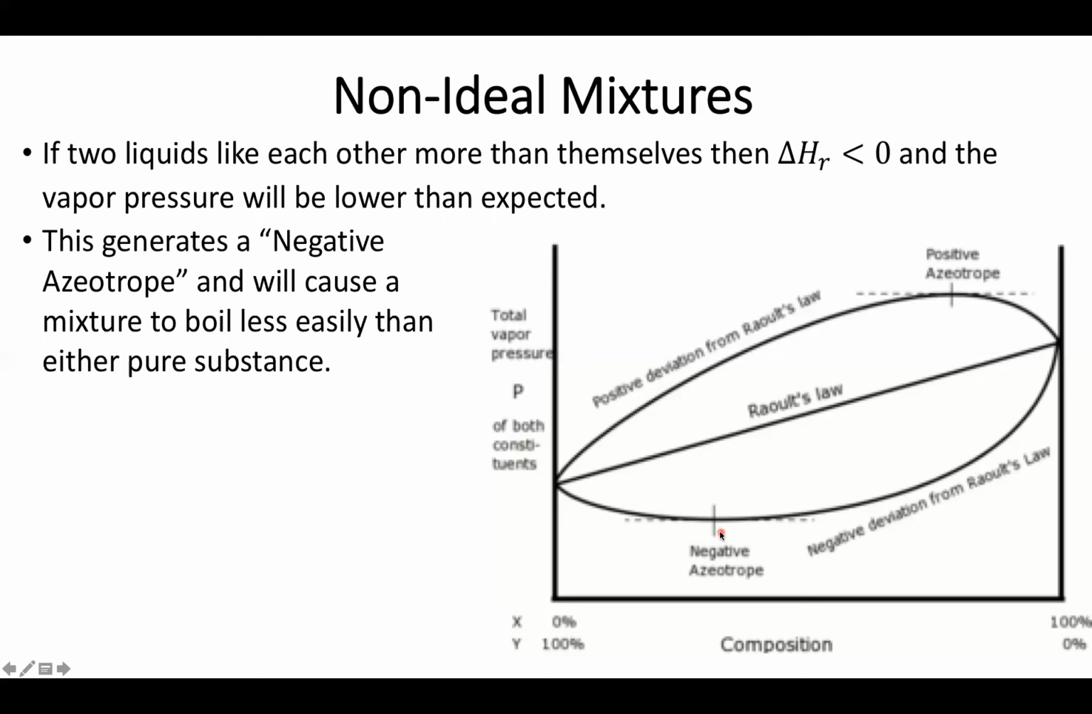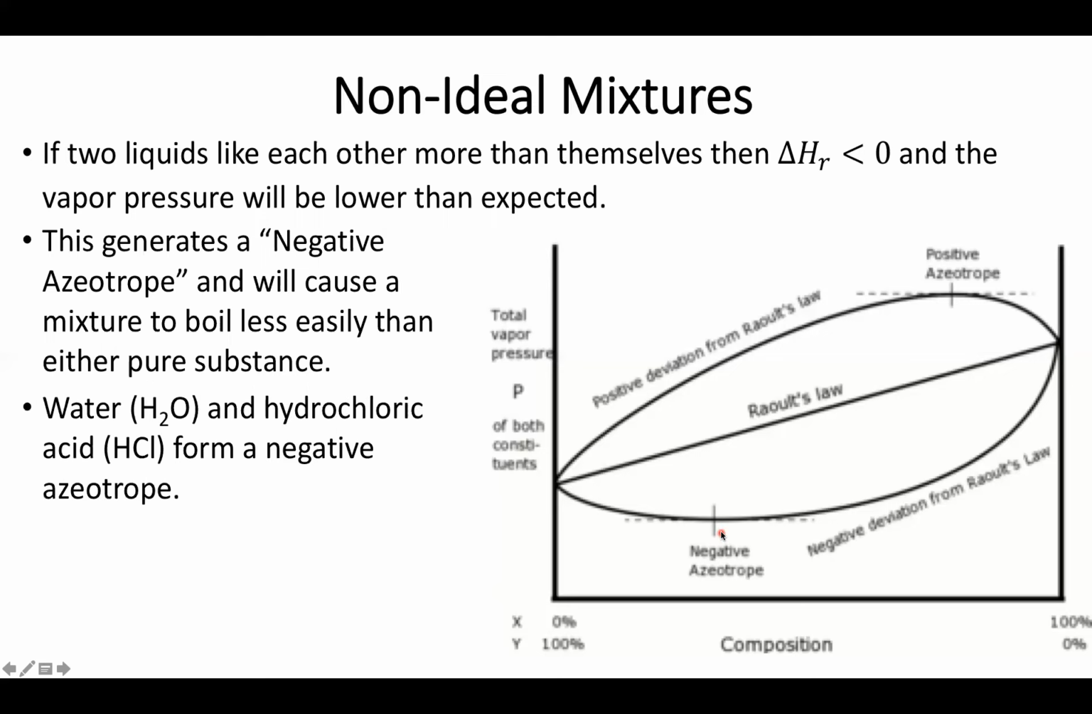So at this point, it's going to be a lot harder to boil the substance because it doesn't want to leave. A classic example is water and HCl. As we saw, this is an exothermic reaction. HCl loves hanging out with water. Water says, you're pretty cool. You pretty much ionize, so I'm not going to let you go. And they hang out together forever.